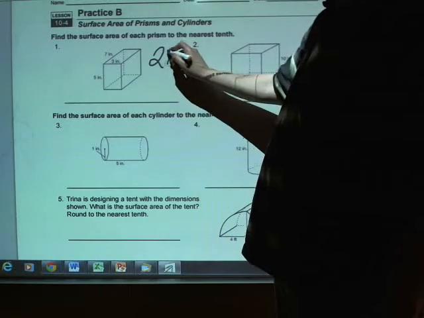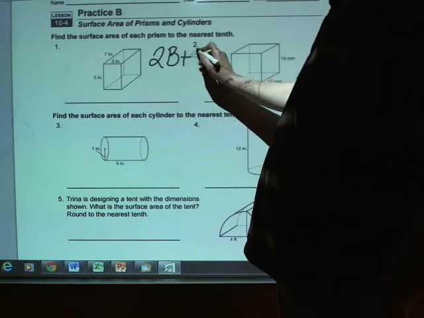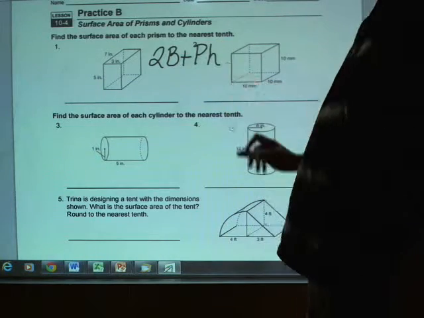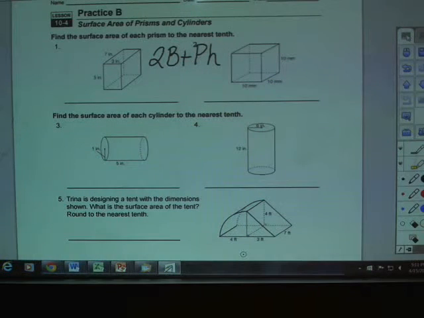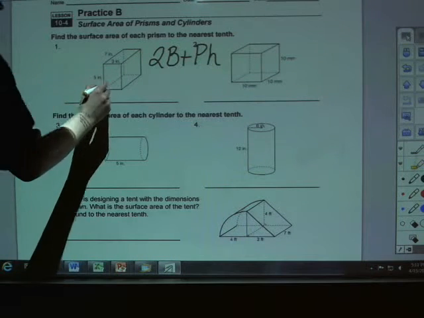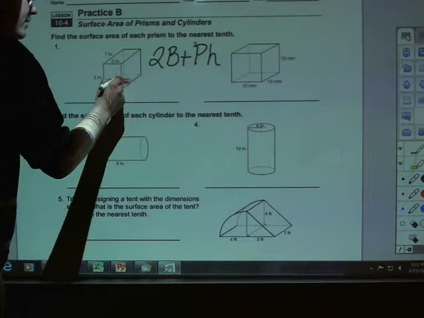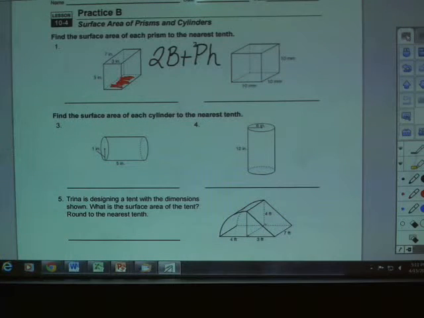We want to find the surface area of a prism. We take the area of the base, B, multiply it by 2, and then add to that the product of the perimeter of the same base and the height. So if we start with number 1 here, the base is going to be that bottom piece, this rectangular piece that's down here on the bottom. So I want to find the area of that piece.